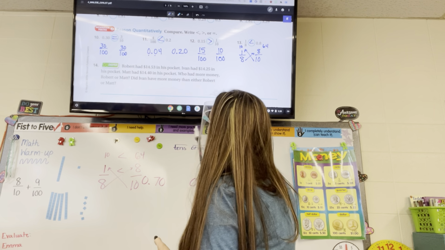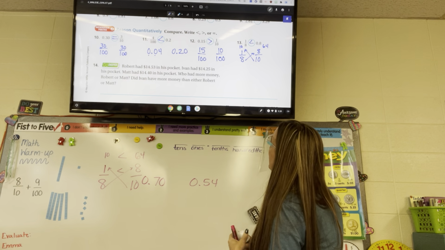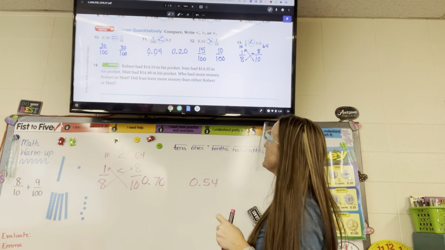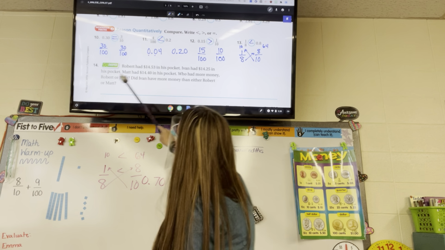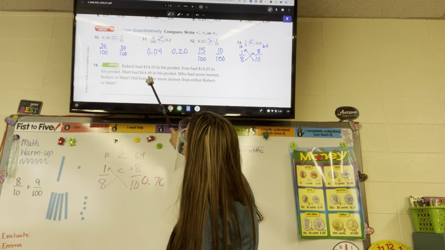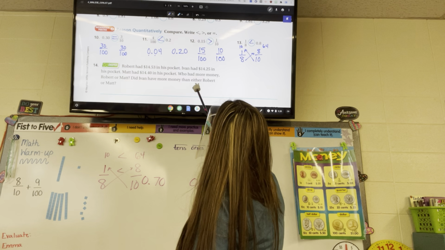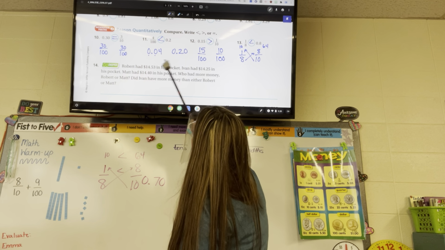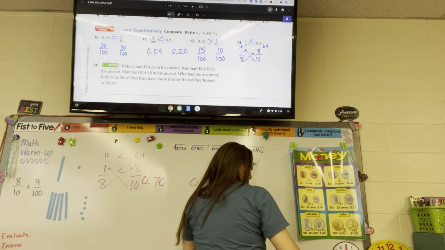Robert had $14.53 in his pocket. Ivan had $14.25 in his pocket. And Matt had $14.40 in his pocket. Who had more money, Robert or Matt? So Robert had this, Matt had this. Who had more money? Robert. Did Ivan have more money than either Robert or Matt? No. So Ivan had this, which is less than that, and less than that. So here's what we're going to write down.